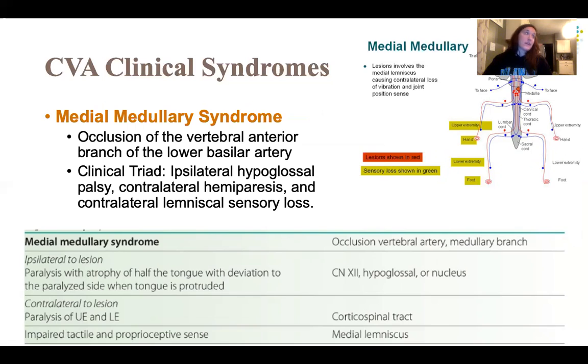This is where we see an infarct to the lower basilar artery, and it has a clinical triad of symptoms. So it sort of presents like what you might see in terms of a cortical stroke. You have contralateral hemiparesis, contralateral sensory loss specific to our medial lemniscal pathway, so light touch, proprioception, that kind of thing. But then these guys also lose the function of their hypoglossal nerve on one side. So they will have a hypoglossal palsy. That's the one definitive difference between a typical cortical infarct that might mimic this. But again, this one's rare.